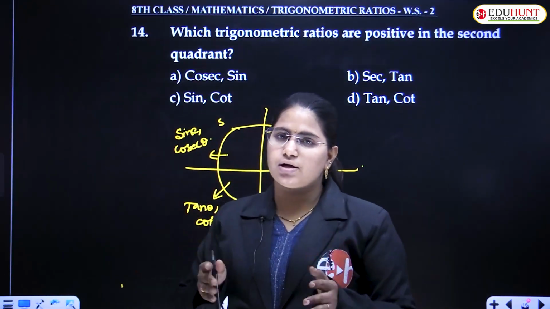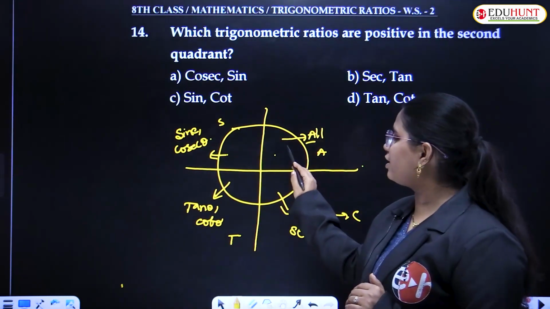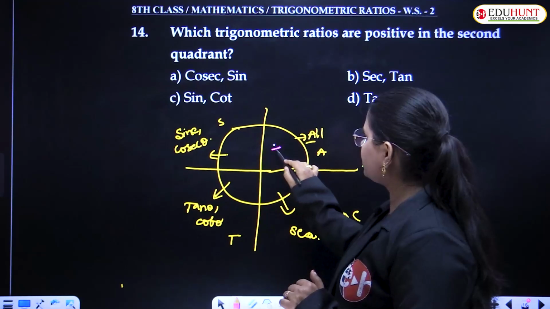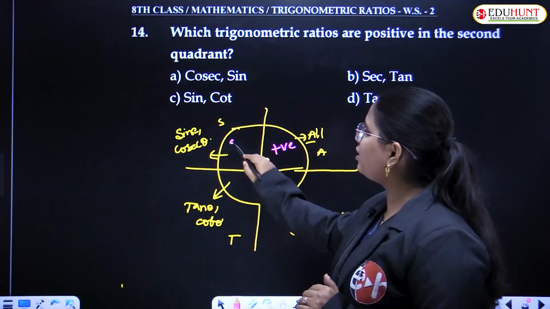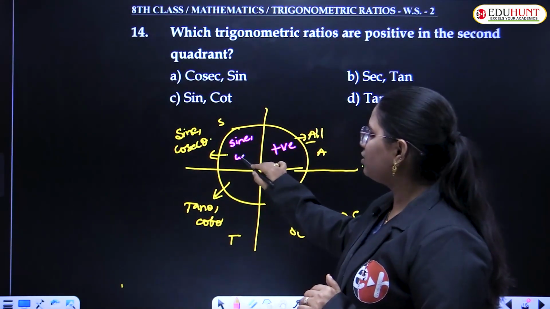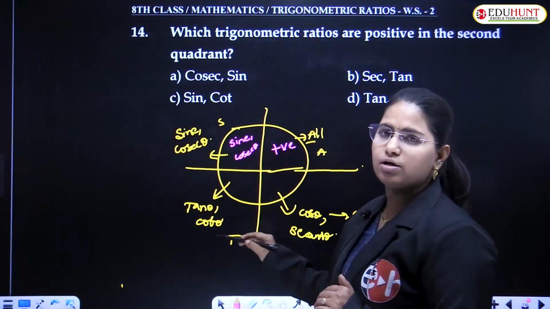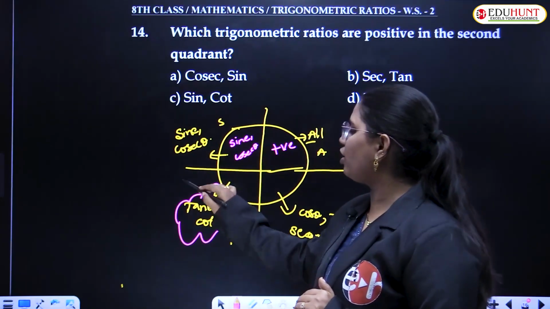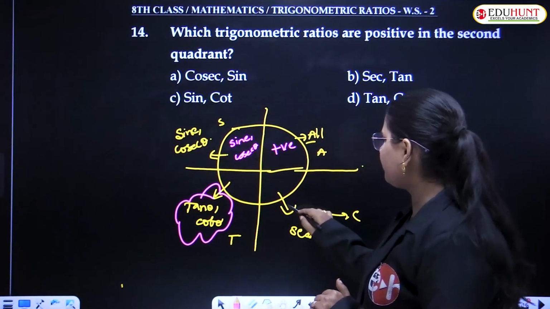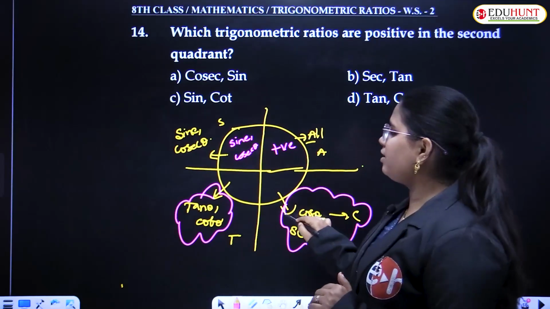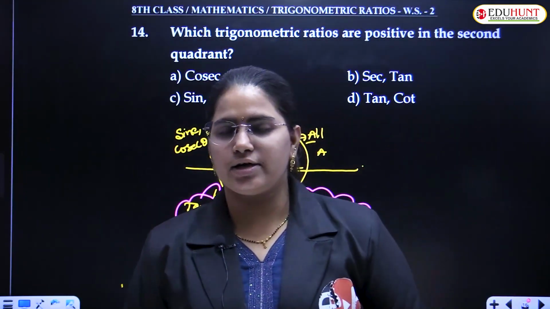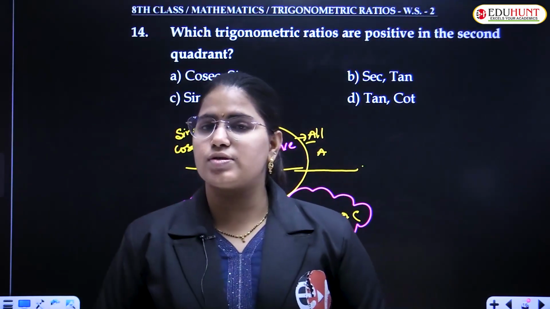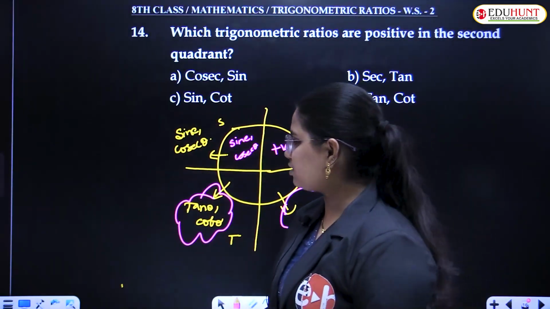All silver tea cups. So in the first quadrant all trigonometric ratios are positive. Here only sine and cosecant theta. Here tan and cot theta, whereas in the fourth it takes cos theta and secant theta. So these are the particular trigonometric ratios that are positive in the respective quadrants.